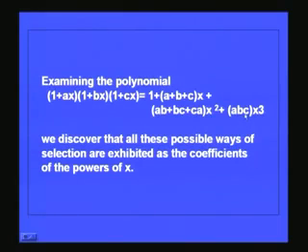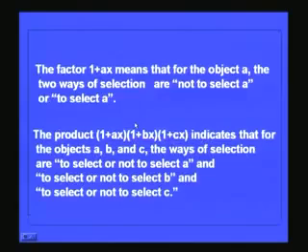Now we discover that all these possible ways of selection are exhibited as the coefficients of the powers of x. Now how do you interpret this? The factor 1 plus AX means that for the object A, there are two ways of selection. One is not to select A, that is one way of doing it, and another one is to select A. So one means not selecting A, and AX means selecting A. So it is represented like this.